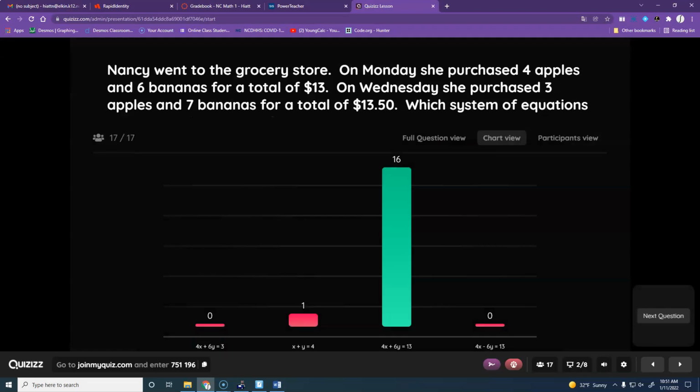All right, not much change there. Most everybody got that one. 4x plus 6y equals 13. 3x plus 7y equals 1350. So good job on that one.